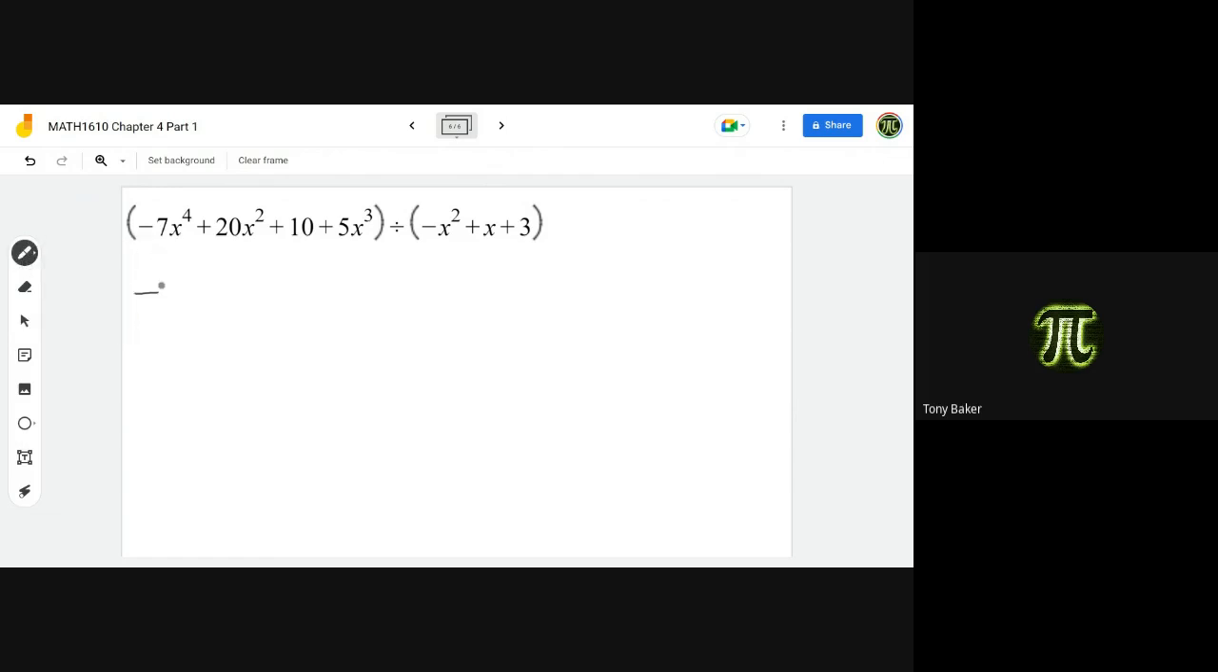So when I wrote this one out, it'd be negative x squared plus x plus 3. And then I'd have negative 7x to the fourth. When you're moving things around, make sure you keep the sign that's in front of it. Nice thing in this one, they're all pluses. That's not always the case, though. So I have plus 5x to the third plus 20x squared. I'm missing my x term, so I'm going to put 0x there, plus 10.